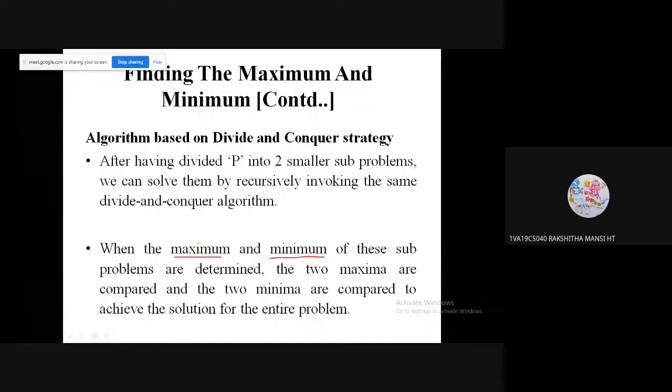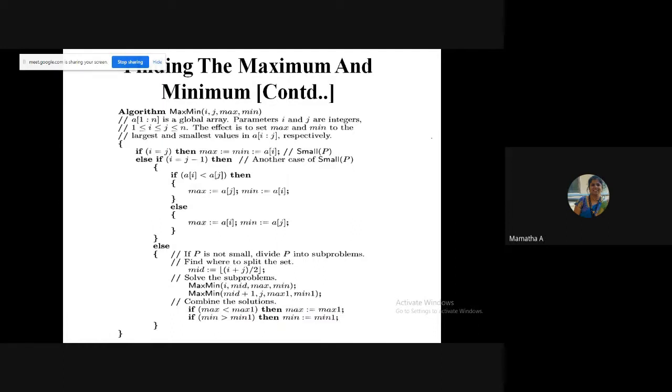One more. So what my intention is, the first sub problem will give me max 1, min 1. The second sub problem will give me max 2 and min 2. So what should I do now? I should compare max 1 and max 2. Similarly, I should compare min 1 with min 2. So I need two comparisons, right? The two maxima are compared and the two minima are compared to achieve the solution for the entire problem.